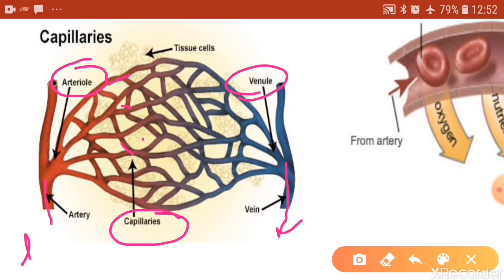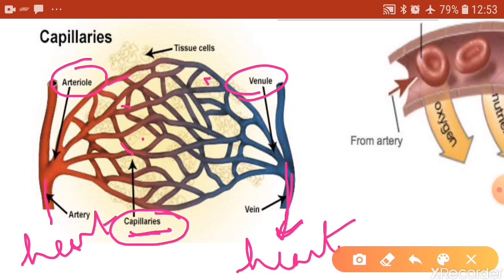So blood from the heart is taken by the artery to the organs, where exchange of materials will occur through the capillaries, and then all these capillaries join and they will get the deoxygenated blood with waste materials. These are finally taken to the veins, and from the veins they are taken to the heart. So this is how the capillaries work, and all over the body you find a network of capillaries present.